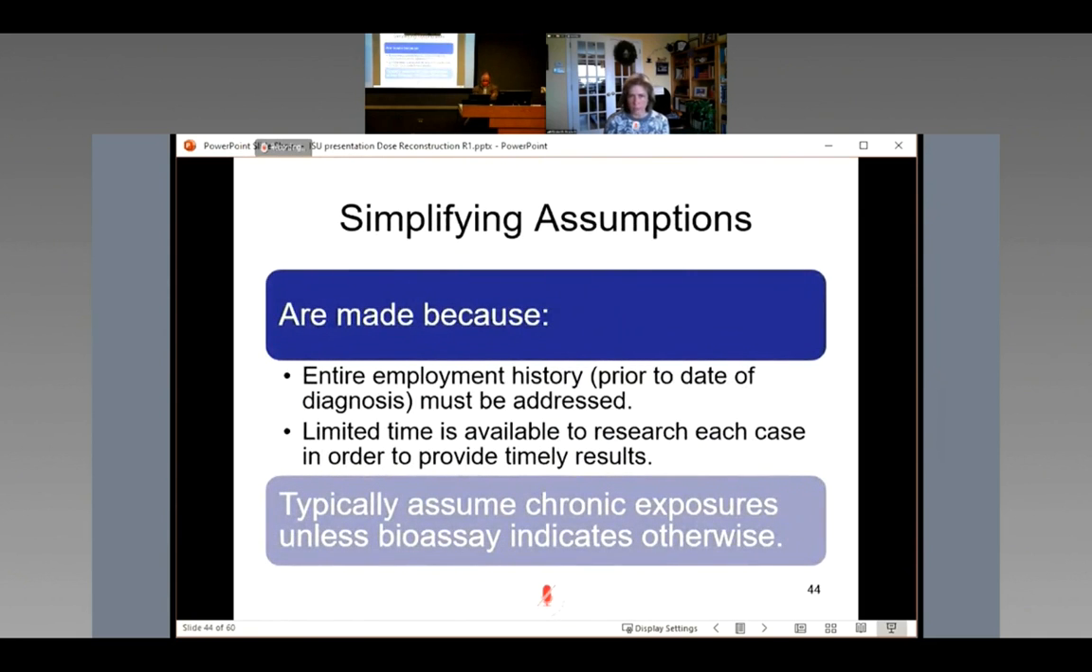So we have a number of simplifying assumptions. And again, that's because we have to address the entire employment history of the person, and for some people, that can be 40 or 50 years. And we have limited time available so that we can provide a timely result. So one simplifying assumption is that we assume chronic exposures for, in particular, missed doses, because we have no idea if there was any exposure at all. And so we just assume a chronic exposure unless the bioassay indicates otherwise, if there are some much greater positive results.